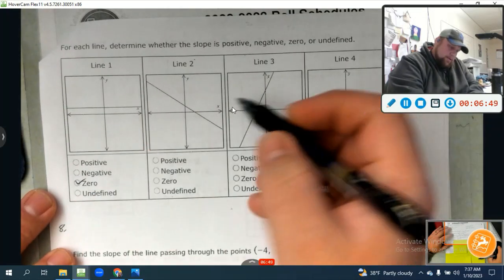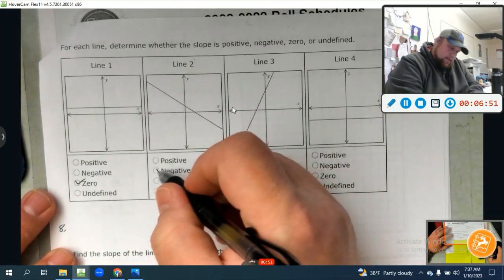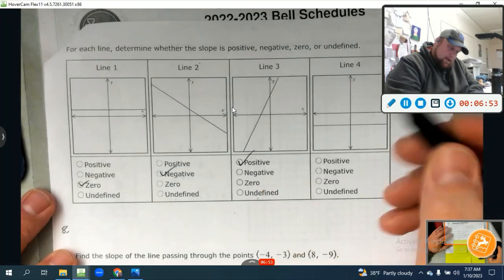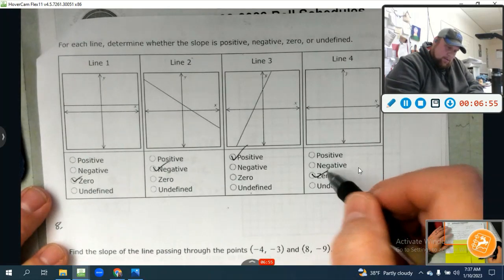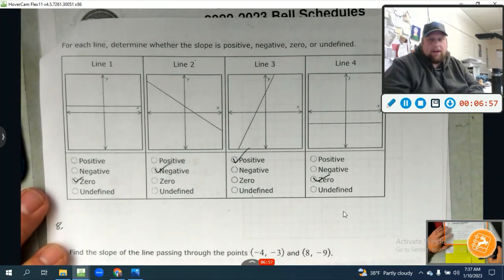Horizontal is a 0 slope. Down from left to right, it's negative. Up from left to right, it's positive. Horizontal is 0. If it were vertical, it would be undefined.